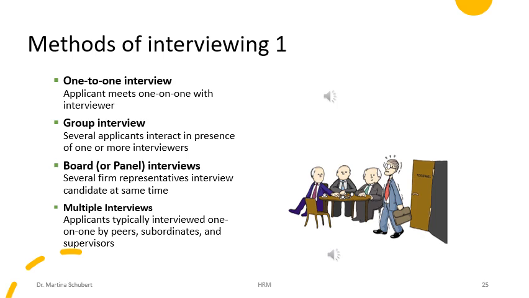Sometimes applicants are interviewed by peers, subordinates, or potential supervisors. This is called a multiple interview. This approach permits the firm to get a more encompassing view of the candidate. It also gives the candidate a chance to learn more about the company from a variety of perspectives.